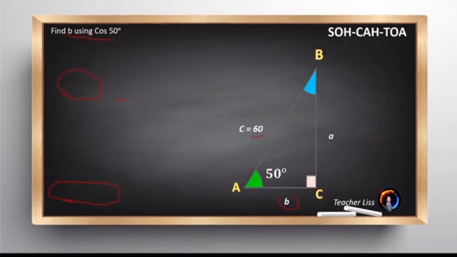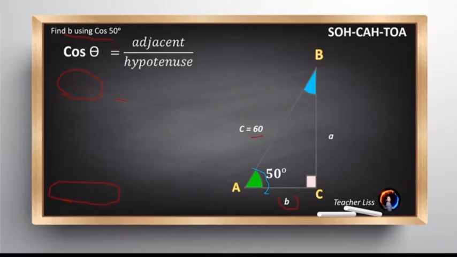Now let's try to find B, the missing part of our right triangle, using our trigonometric ratio in the form of cosine. Now we have here a specific value for angle A, which is 50 degrees. So it's no longer theta but 50 degrees. Remember your SOHCAHTOA. Since we are using cosine, that will be CAH, wherein cosine theta is equal to adjacent over hypotenuse. Since we have a specific value, 50 degrees, we will just write cosine 50 degrees. That will be equal to B over 60.